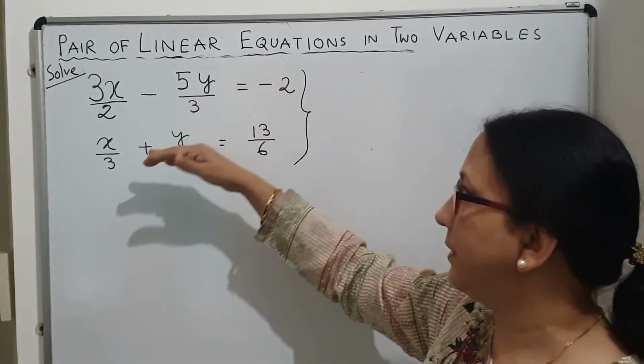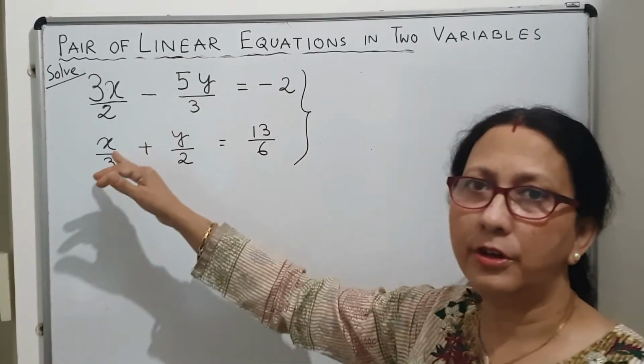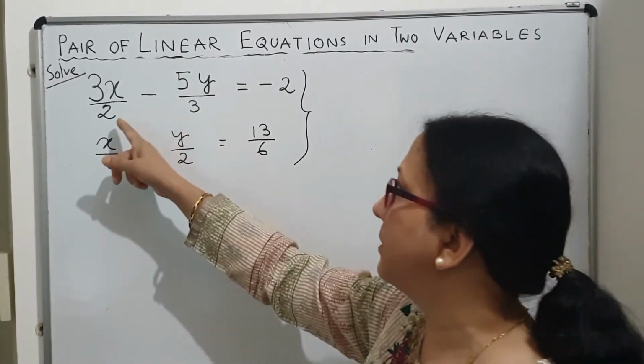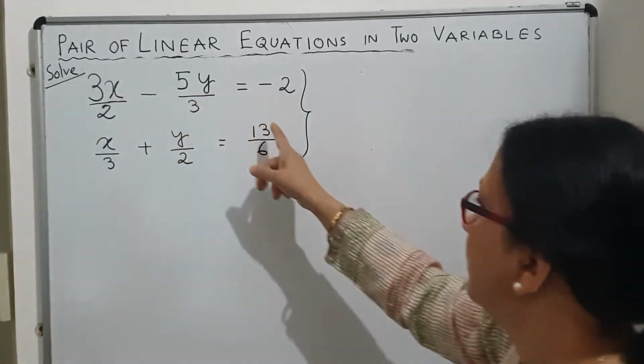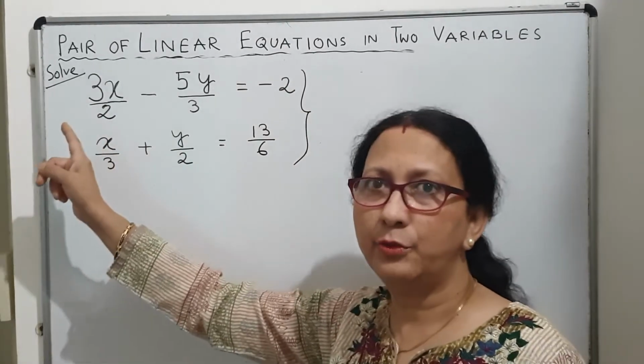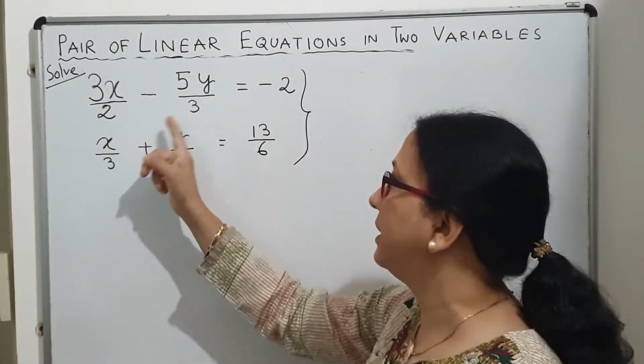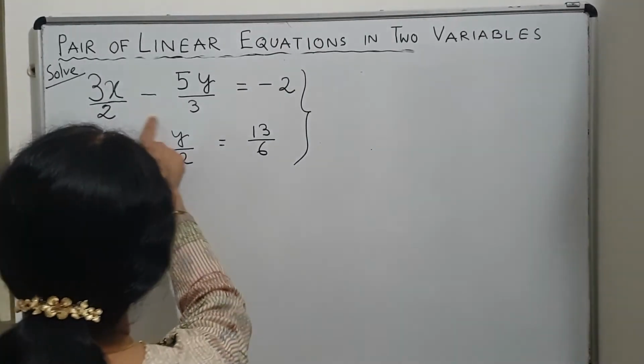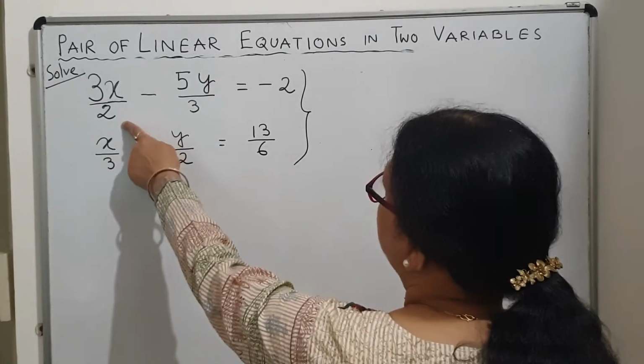So when the coefficients are not integers, what we do, we convert them into equation form where the coefficients will be integers. That we can do very easily just by simplifying. That's what we'll be doing. In the first equation, I'll be taking the LCM.